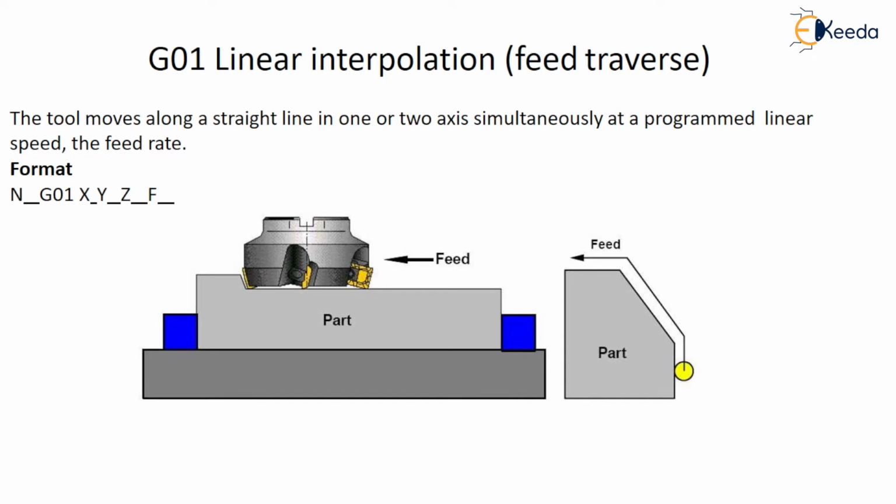G01 is a linear interpolation. That means the tool moves along a straight line in one or two axes simultaneously at a programmed linear speed and feed rate, which is shown in this figure. G01 is X, Y, Z and feed rate. Okay, so feed rate and spindle speed are most important in that format.